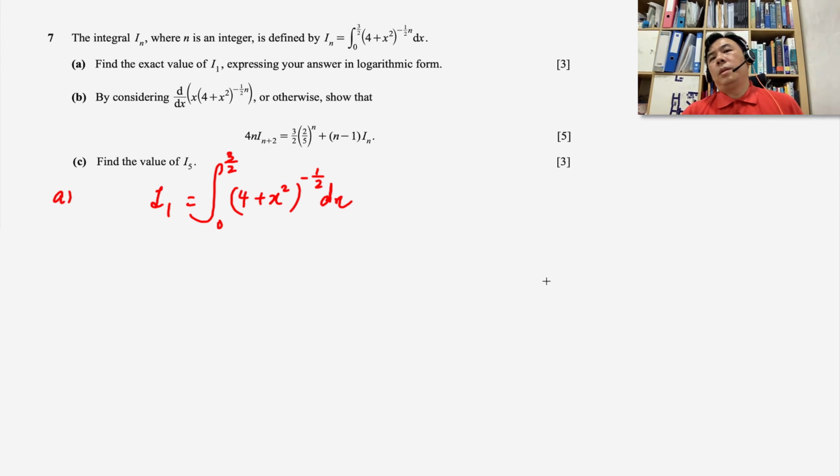Okay, that's I1, right? And then you will notice that this is typically or can be written as 1 over the square root of 4 plus x squared.